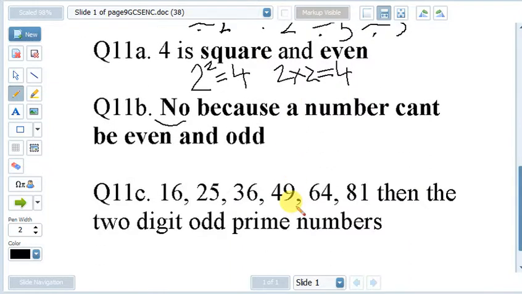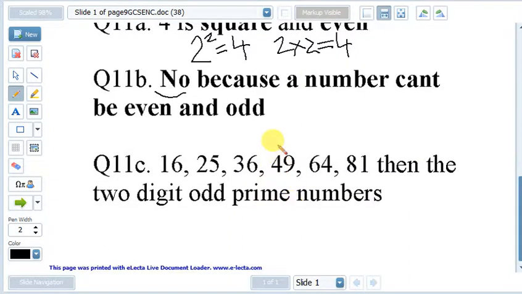11c, I think this one was quite a tricky one. Question 11c was to write down a number with 3 of the properties. There's actually a lot of numbers that this can be. So I've just picked out the square numbers that are greater than 9 but less than 100.